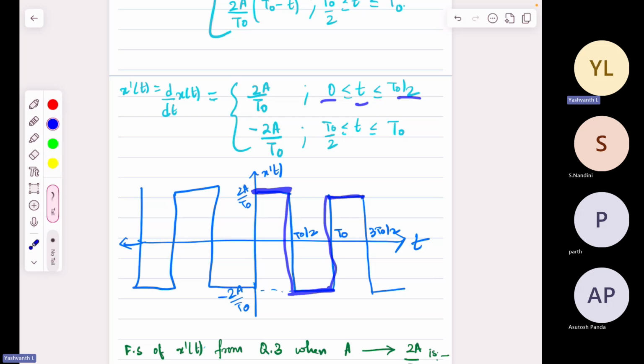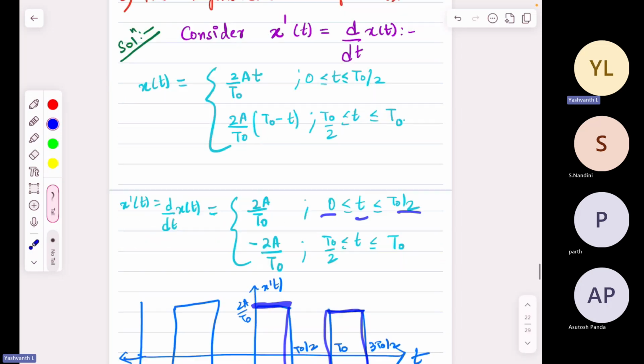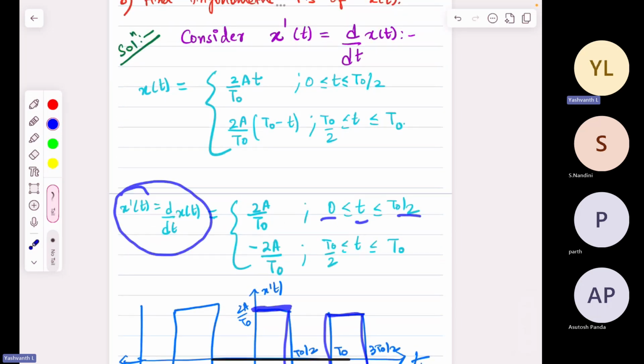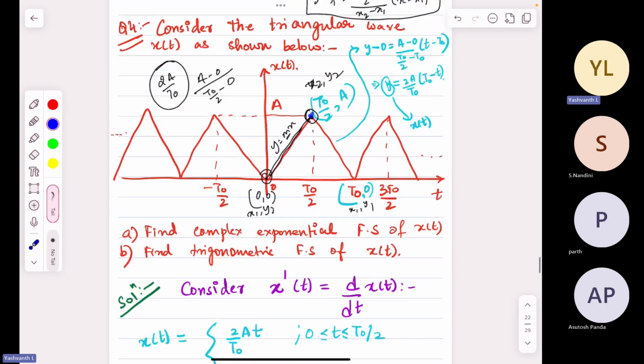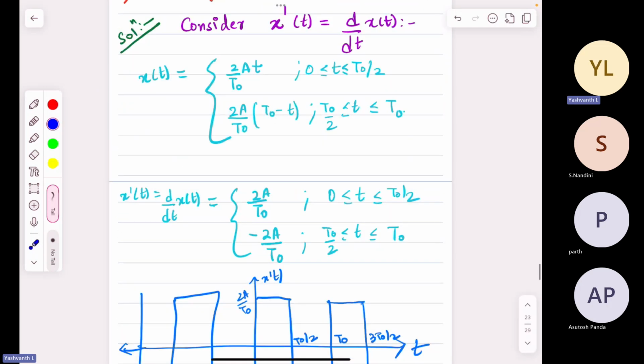And similarly, this keeps on repeating, right? Because essentially, what is the differentiation? Derivative is the slope of the line, right? You see here, this line, this line, this line, and this line. All these rising edges are parallel to each other, which means they have the same slopes. Therefore, if you take the derivatives in the respective time intervals wherever they are rising up, you will have 2a by t0, a constant.